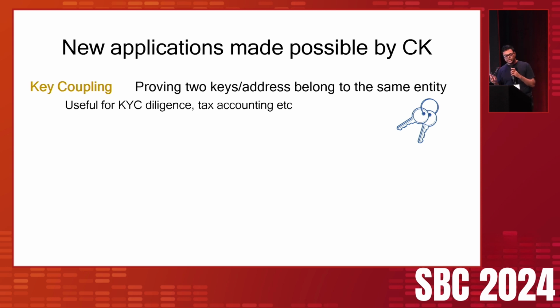And you can kind of see here that you can't do these proofs without our notion of complete knowledge, because you could have the situation where two different parties own these two different keys and use multi-party computation to complete the proof. So you can't have a key coupling proof without our notion of proofs of complete knowledge.